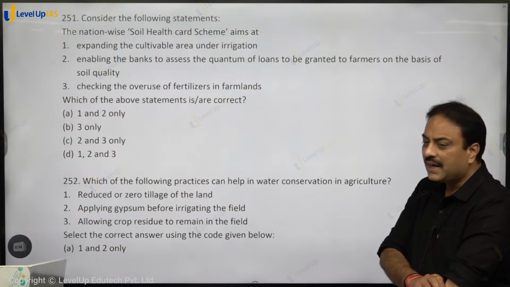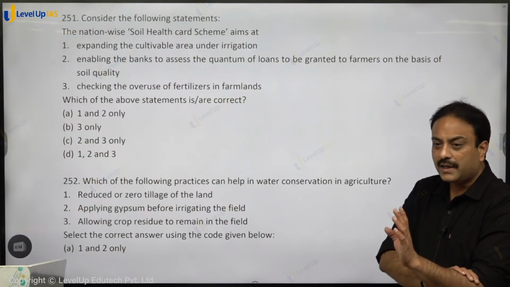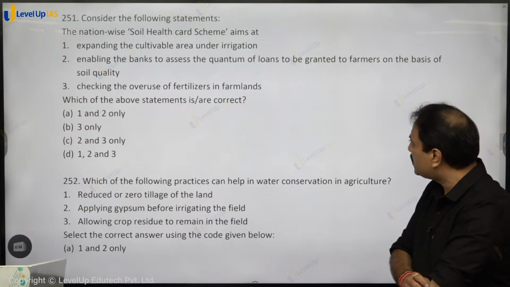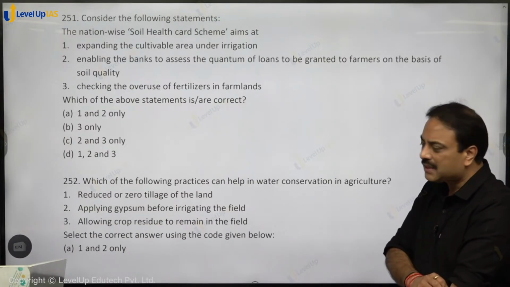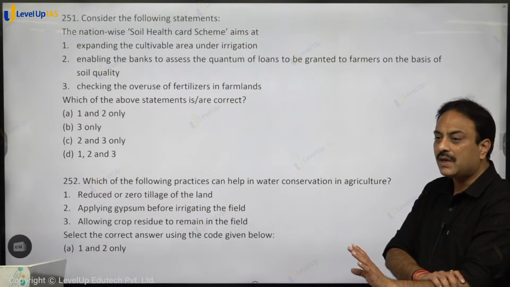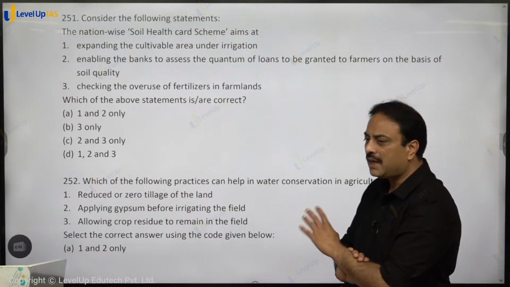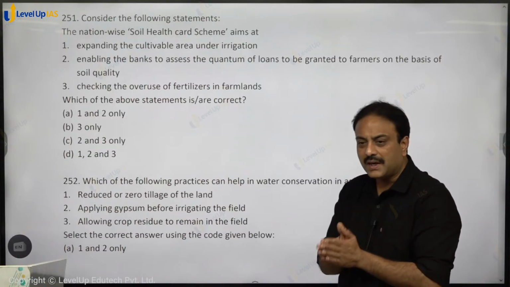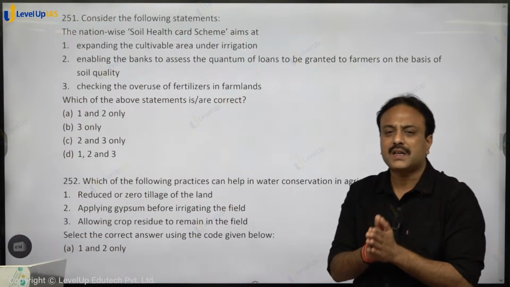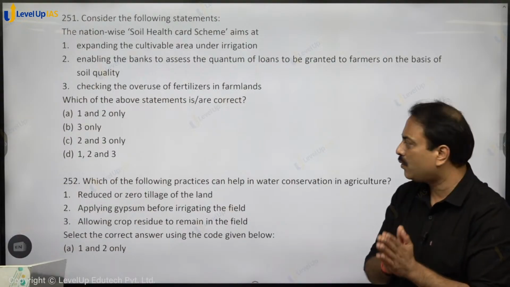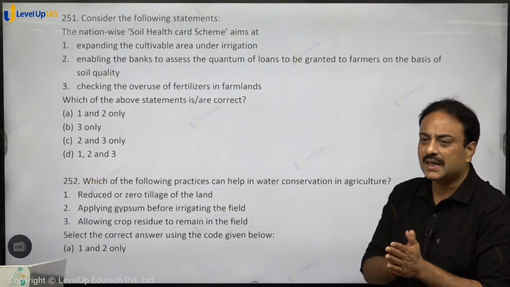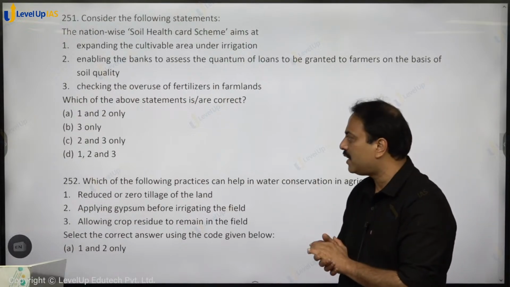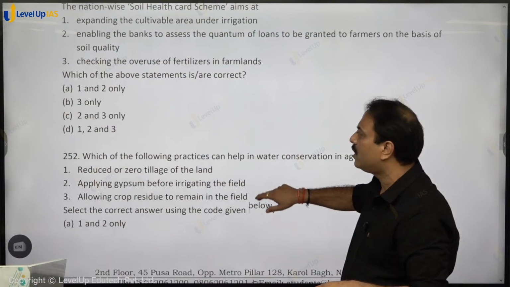Expanding the cultivable area has nothing to do with area under irrigation. It is working only on the quality of soil. Enabling the banks to assess the quantum of loans to be granted to farmers on the basis of soil quality, it has nothing to do with that. It is not a scheme related to financial inclusion. Checking the overuse of fertilizers in farmlands, that was the main and the only purpose of the soil health card scheme, to rationalize the use of fertilizers in different regions. So 3 only, option B for boy, shall be the right answer to this particular question.